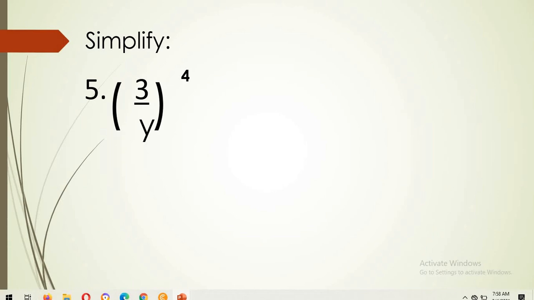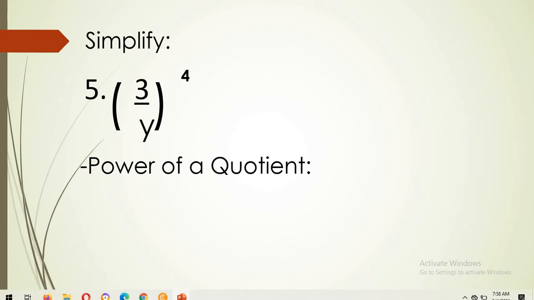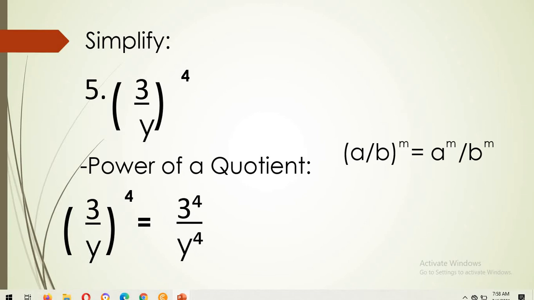Last example is quantity 3 over y raised to 4. So, dun sa number 4, multiplication tayo. This time, division naman tayo. And we will apply power of a quotient. So, parehas din, we need to distribute the exponent. Yung 4, i-distribute natin sa dalawang bases niya, which is yung 3 and y. So, this time, yan lang. 3 raised to 4 over y raised to 4. Okay? So, i-distribute mo lang sa bawat variable.